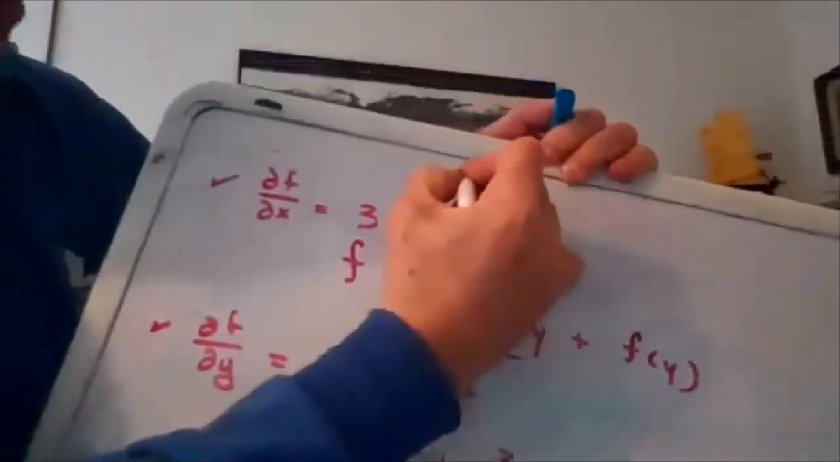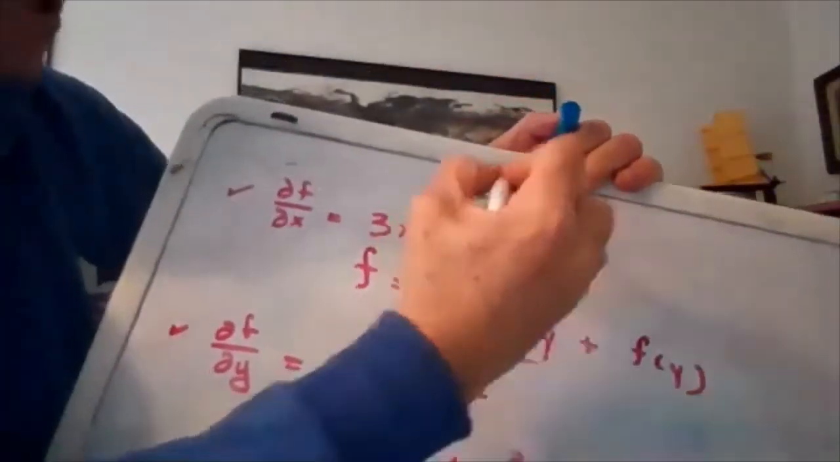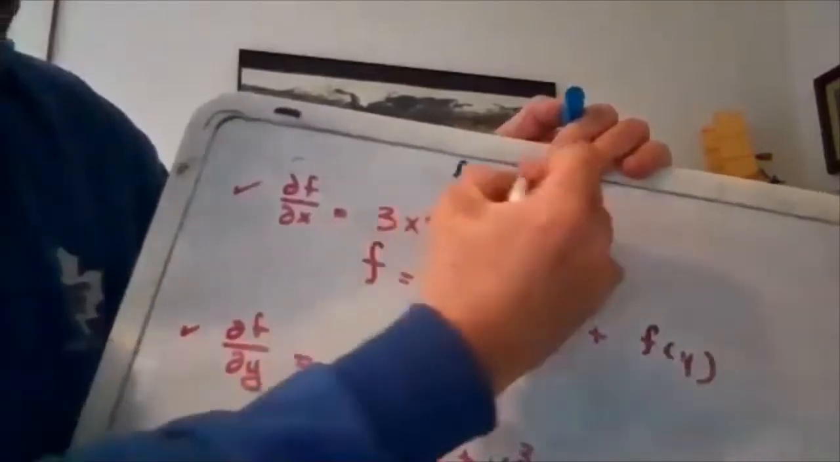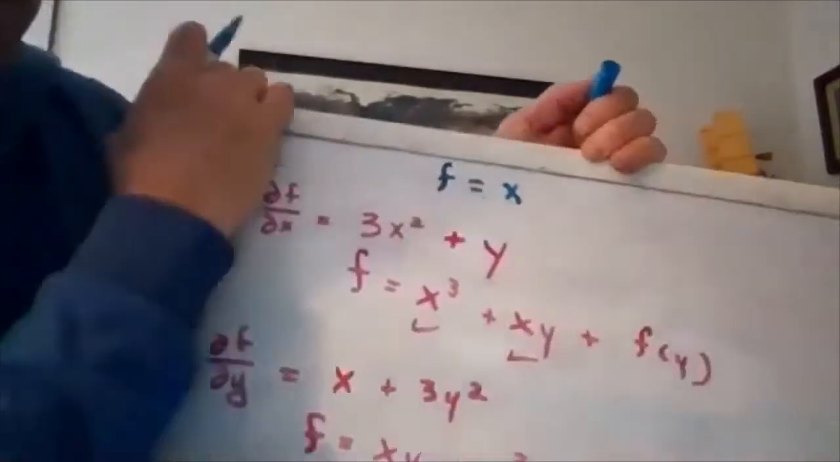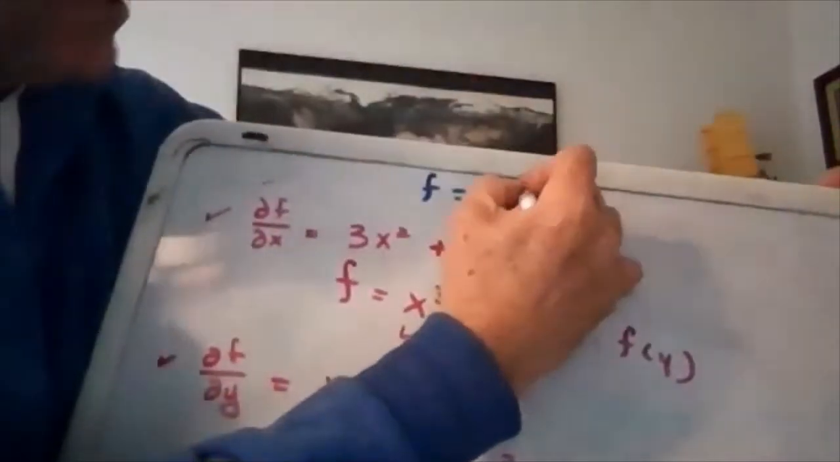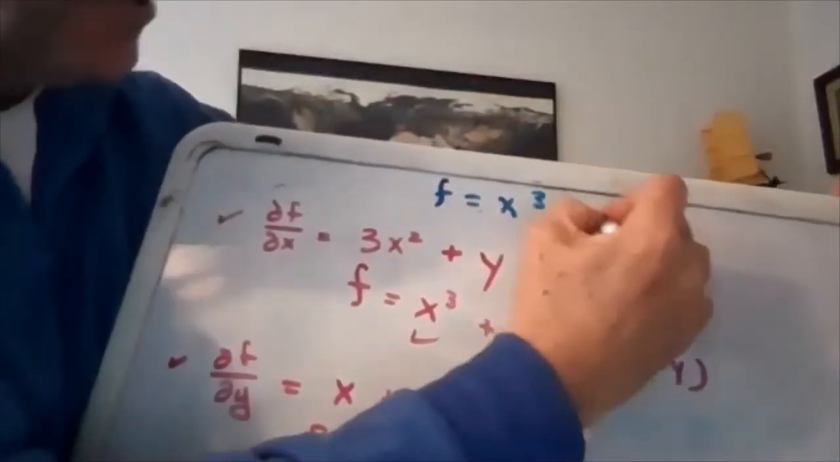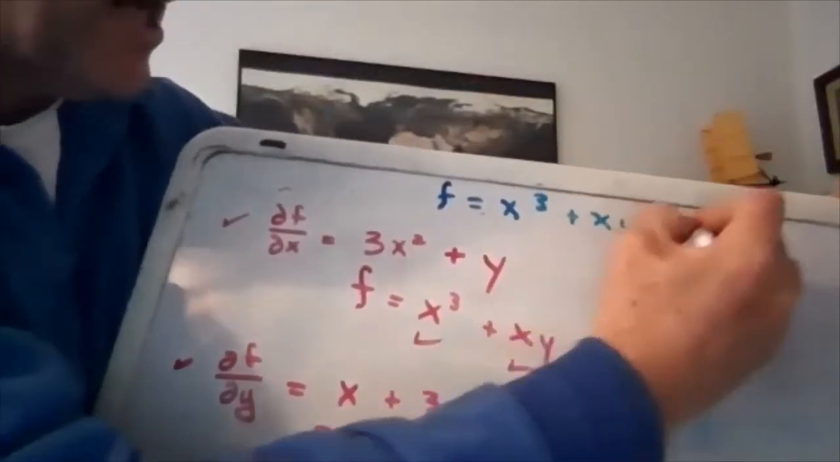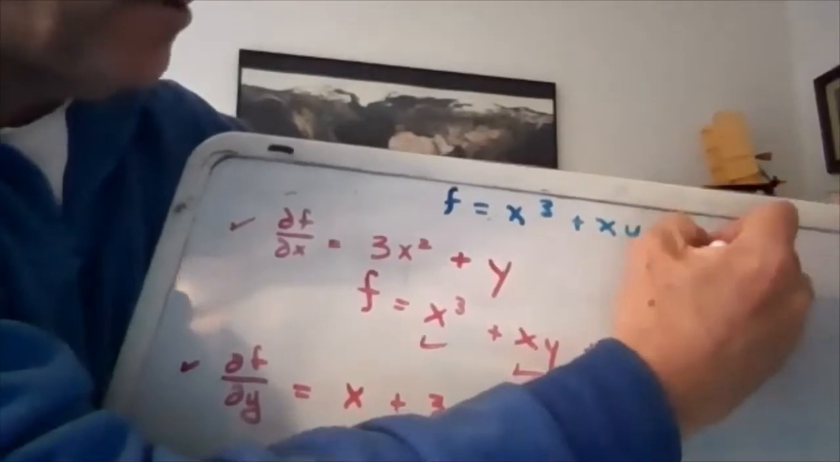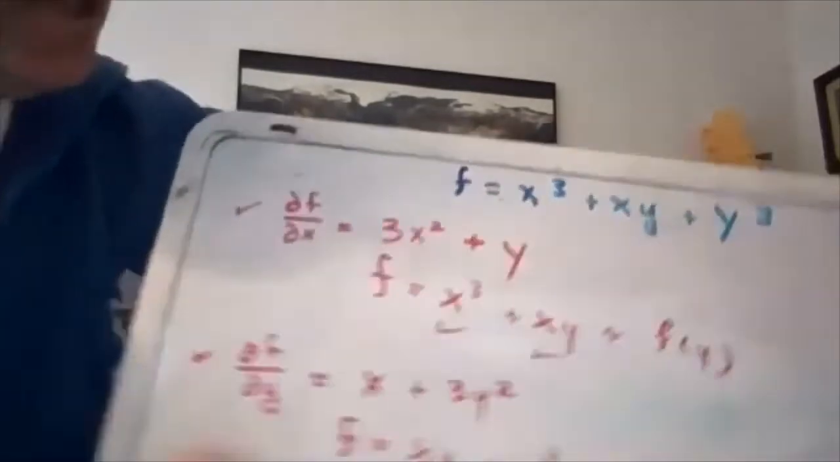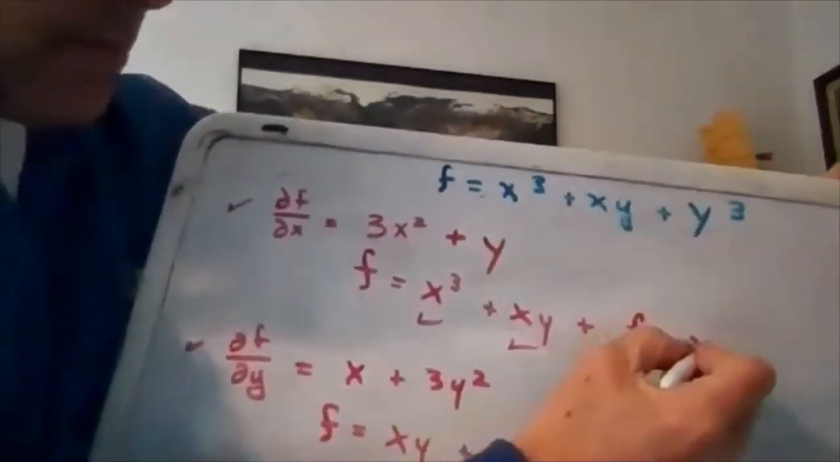So I'll do that in a different color and write it up over here on the right side of the whiteboard. Our function has got to have an x cubed in it. It's got to have an xy in it. It's got to have a y cubed in it. And then after that, we think about these two terms.